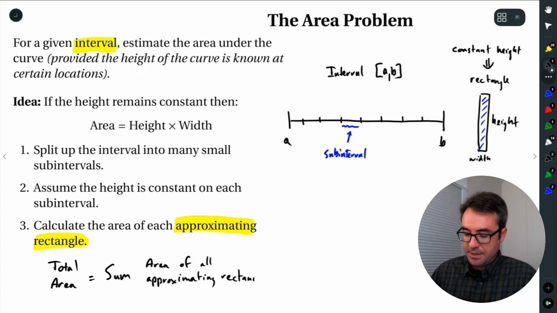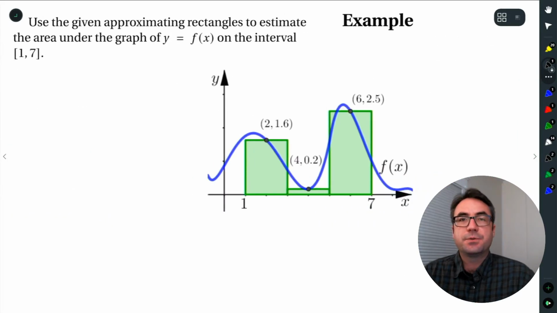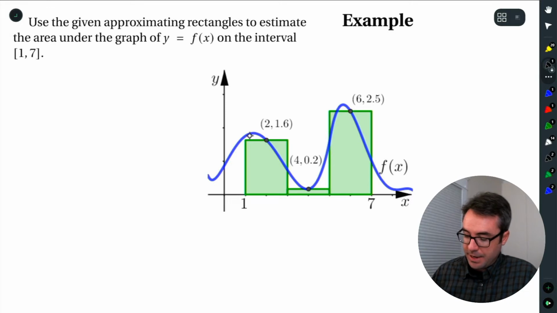And we're going to try this out in an example. It always helps to work with an example here. So let's go to this one right now. We have a curve. So here's our function f of x. The curve is graphed here.